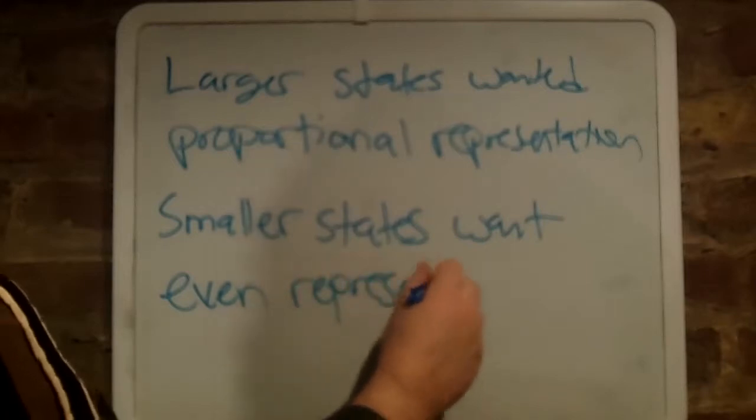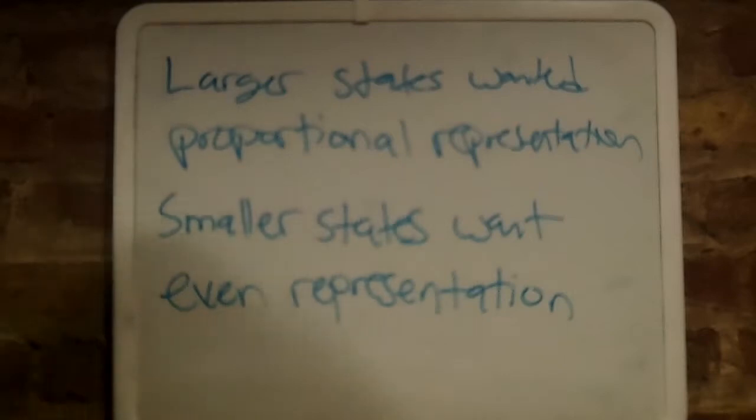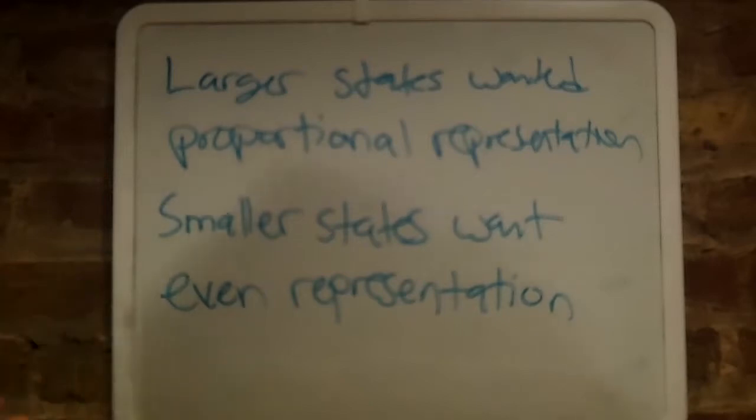And so what happened was there was a compromise, and the compromise says that, okay, so the national legislature, called the Congress, would have two houses. So they'd have the House of Representatives, which would be based on population, and then the Senate, where each state would get 2 senators.